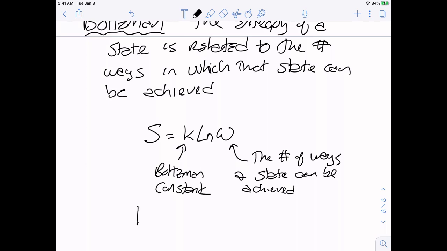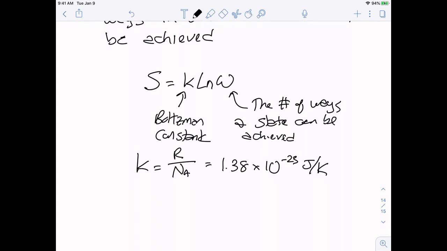And the Boltzmann constant is actually equal to our gas constant divided by Avogadro's number. So a derived unit for sure, right? And it is equal to 1.38 times 10 to the negative 23rd joules per Kelvin. I generally don't ask a lot of problems with this. I just want you to kind of understand the relationship.